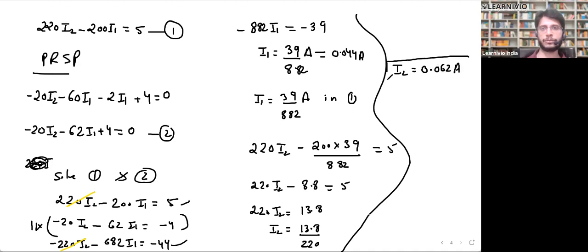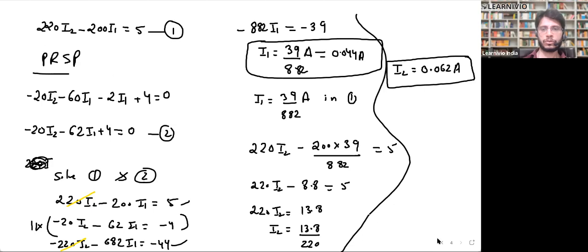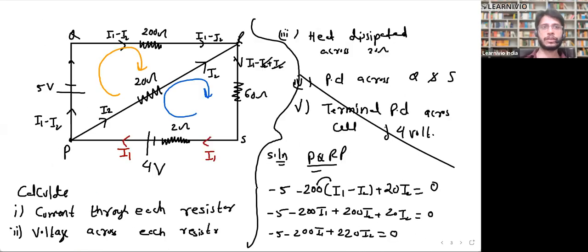Now that's I2. So this is I2 and this is the value of I1. So that's the first part of the question. You get the value of current through each resistor. Yes, Abdullah, you are right. Just note it down. Then we will see how to calculate voltage, heat, potential difference, and terminal potential difference.